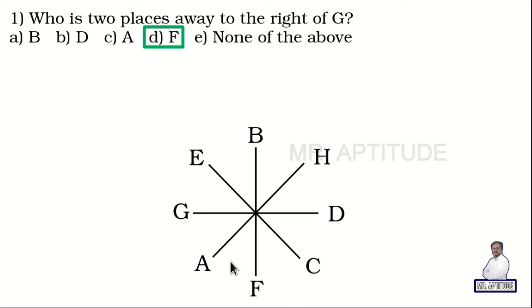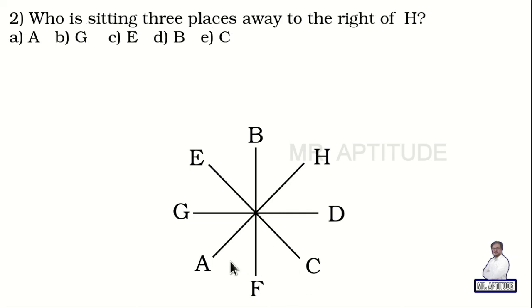Now let us look at the second question. Who is sitting 3 places away to the right of H? As we know that it's H and we know that H is facing towards center of the table. So 3 places away to the right of H. So this is the direction. And we should leave 2 members between the given 2. And your answer will be G.